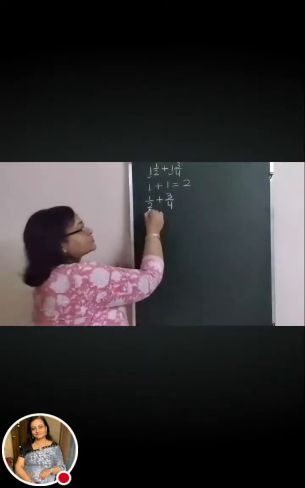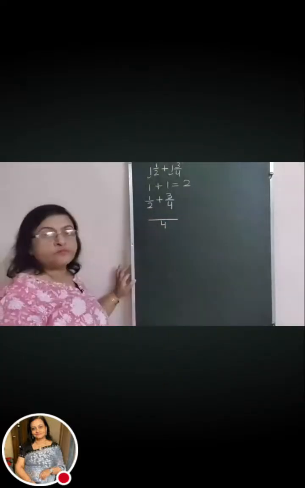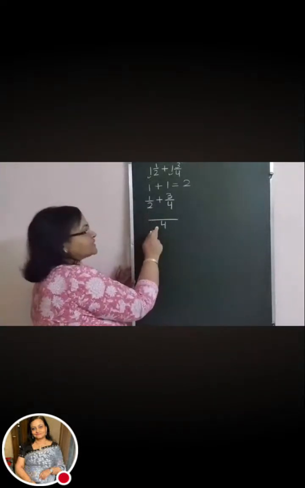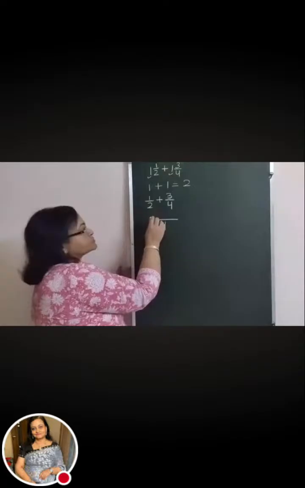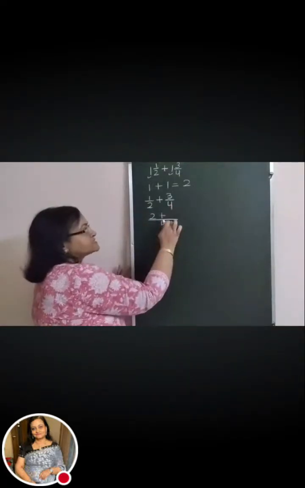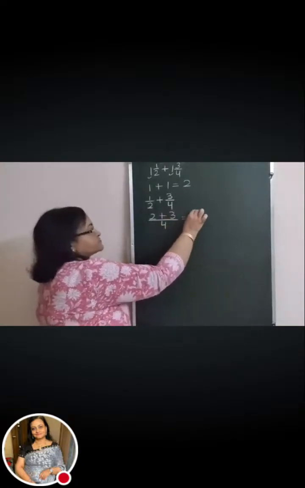Let's add them. Now because 4 is the multiple of 2, we will take 4 as denominator. We have written common denominator here. Now 2 multiplied by 2 is 4. So 1 will also be multiplied by 2. 1 2s are 2 and here denominators are same. So 3 will be written as it is. That means 2 plus 3 is 5.